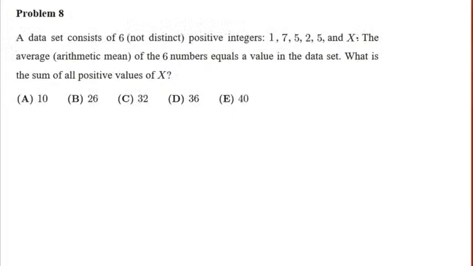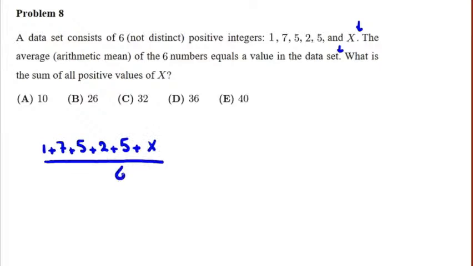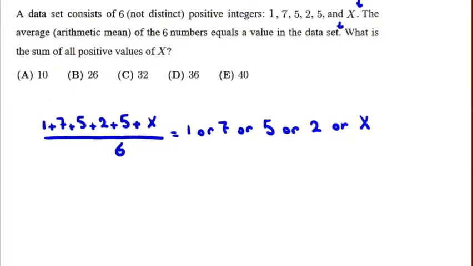Okay, so let's see here. The average of them is 1 plus 7 plus 5 plus 2 plus 5 plus x over 6. It says this equals a value in the data set. So it is equal to 1, or 7, or 5, or 2, or 5 again. We check 5 only once, or x. Okay, so we should check these 5 cases.